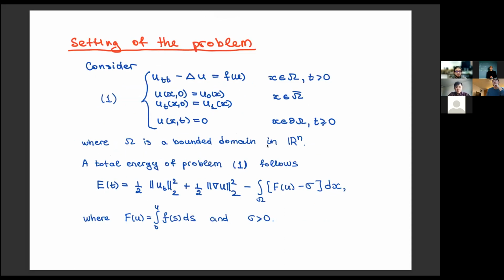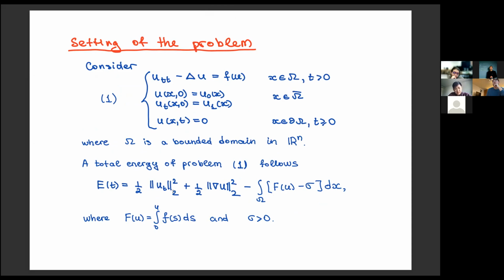First, the setting of the problem. We consider the initial boundary value problem. We have the semilinear wave equation with this kind of nonlinearity, our Cauchy initial condition, and then a Dirichlet condition on the boundary, where omega is a bounded domain in R^n. We have the total energy of this problem in this form.